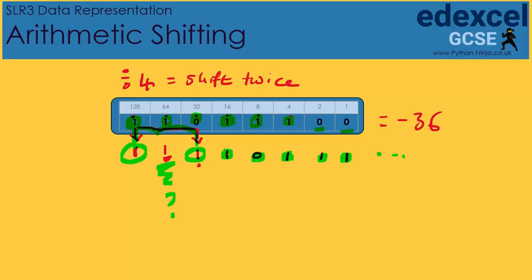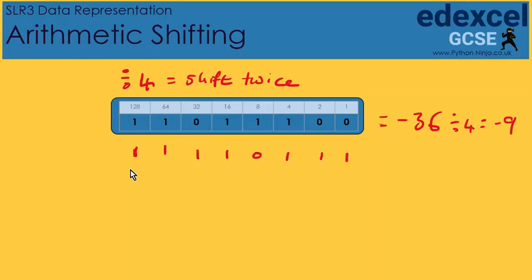So let's check this. Is this the correct value? What is minus 36 divided by 4? Well, what we should get is minus 9. So is this number the 2's complement binary equivalent for the negative number minus 9?